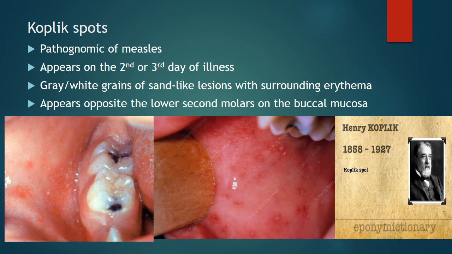Koplik spots. The Koplik spots were discovered by Henry Koplik, and they are pathognomonic of measles. They appear on the second or third day of illness. They are gray or white colored, grains of sand-like lesions with surrounding erythema. They appear opposite the lower second molars on the buccal mucosa. These Koplik spots are given in the picture.